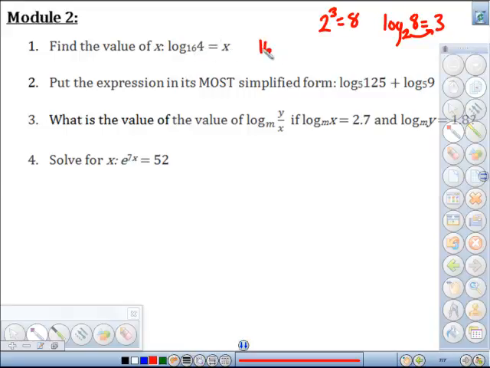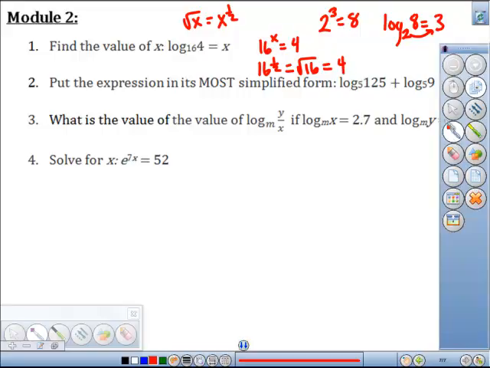Okay, so here, 16 to the what power would give us 4. So I could write it like this: 16 to the what would give me 4. Well, I know that if I took the square root of 16, I'd get 4, but how do I relate that to an exponential variable here? Whenever we have something like the square root of x, that's also the same as x to the 1/2. So here, 16 to the 1/2 would be equivalent to the square root of 16, which would be equivalent to 4.